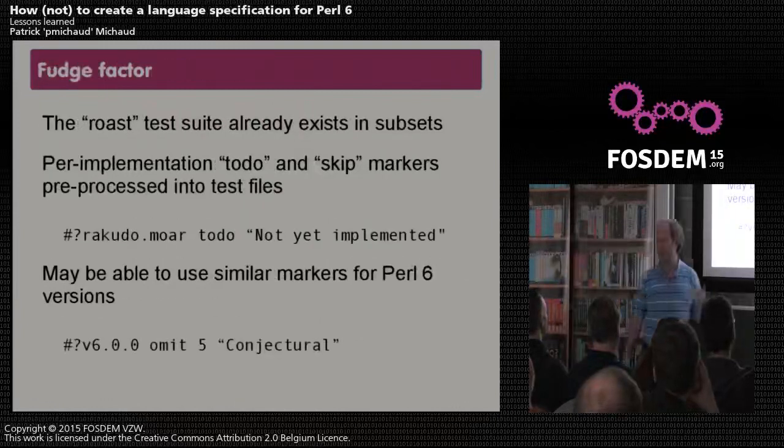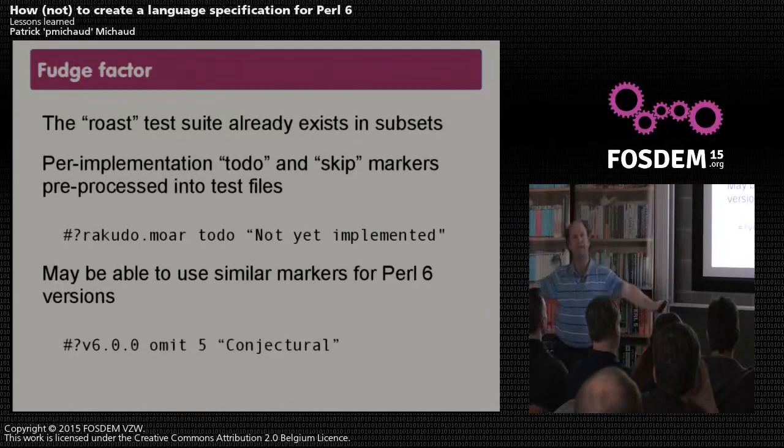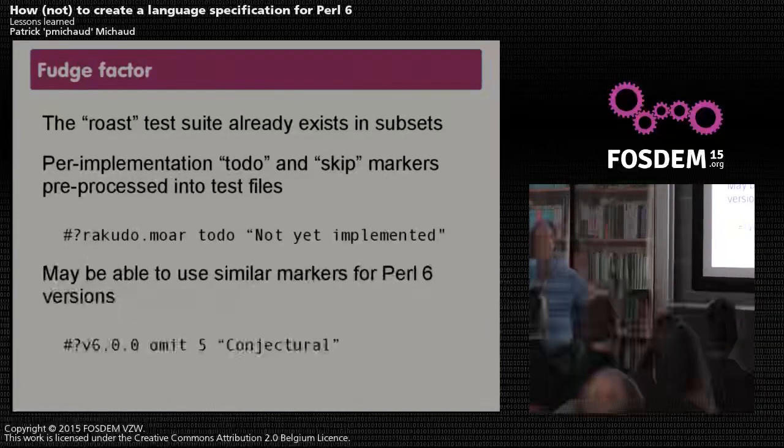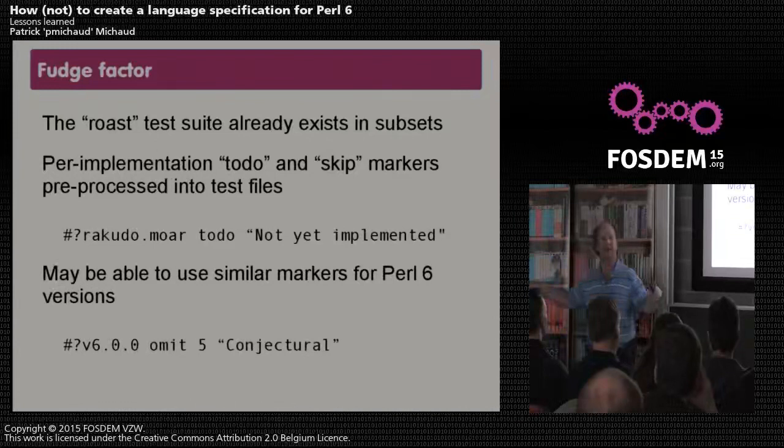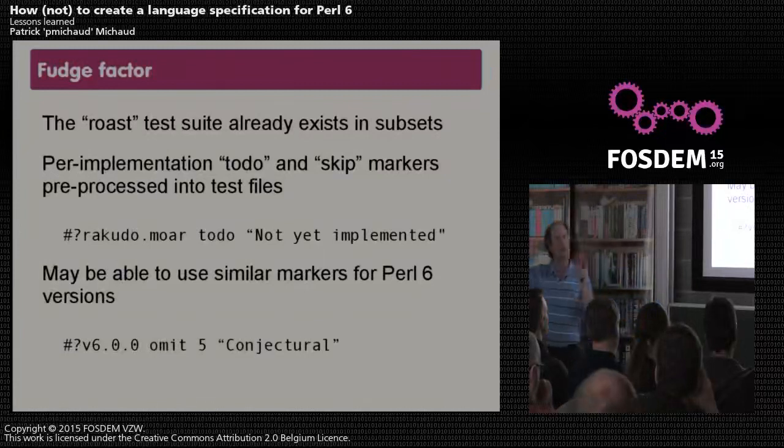One of the nice things about Roast, or the official test suite, is that it already has a subsetting capability built in. So if you have a common set of tests that are being used by multiple implementations, what are the odds that every implementation passes every single test in exactly the same set of tests? And the answer is it doesn't happen at all. Some implementations need to mark tests as to do, and other implementations need to mark some tests as skip, but those don't always match. So many years ago, there was a tool created called Fudge.